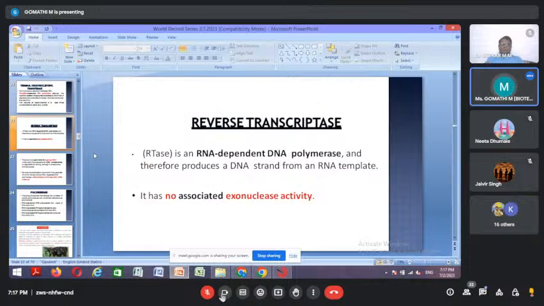The next enzyme is reverse transcriptase. It is an RNA-dependent DNA polymerase enzyme, and therefore it produces DNA from an RNA template. It has no associated exonuclease activity. That is, it does not have any exonuclease activity. It does not cut any DNA fragments. Its work is to develop a DNA from an RNA template.